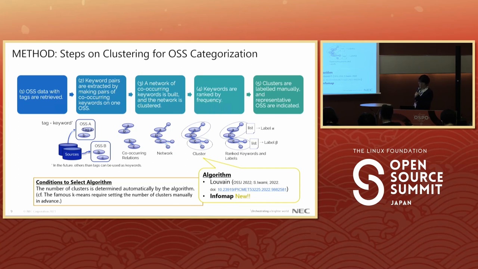At OSSJ 2022, last year, I introduced a clustering methodology using the Louvain algorithm. In this session, I will introduce the result using InfoMap algorithm. The explanation on this slide may be too detailed. To explain the methodology simply, a network is built and clustering algorithm is applied. In the process, original ideas are incorporated into network building, and different algorithms can be applied. When selecting an algorithm, I am careful to select one that automatically sets the number of clusters.